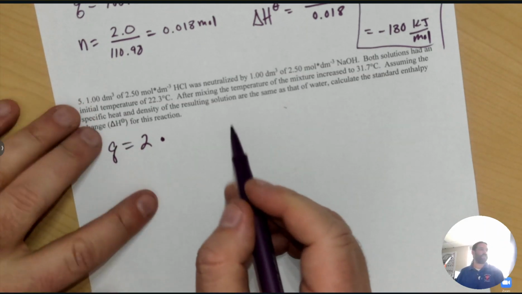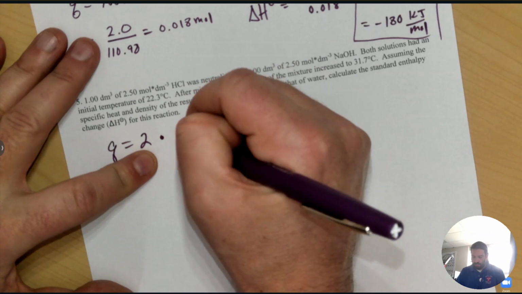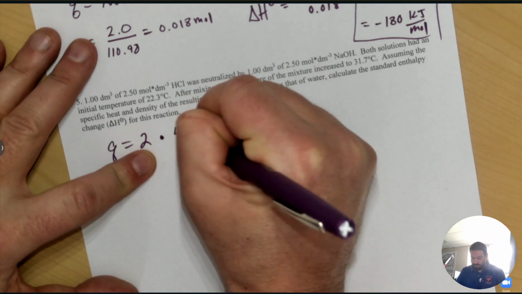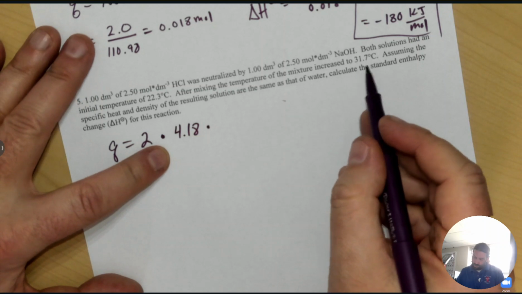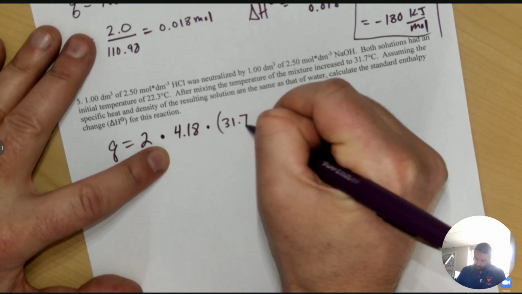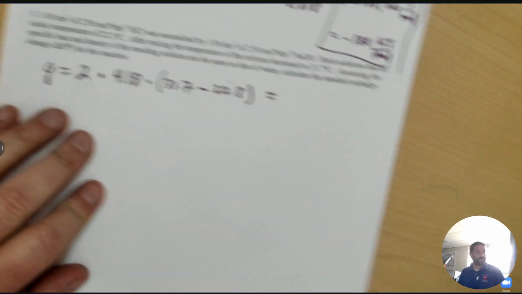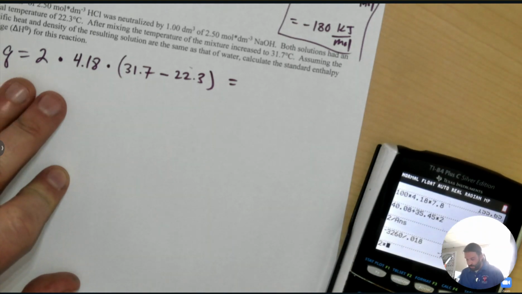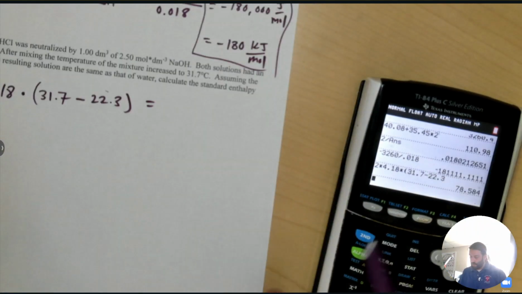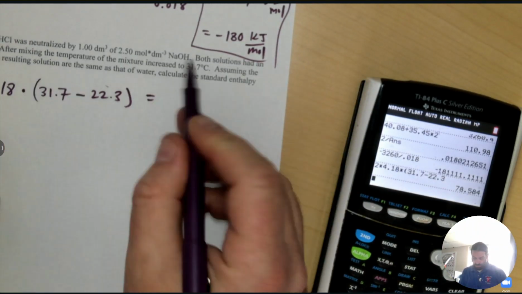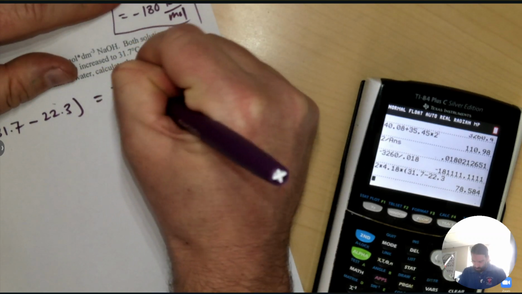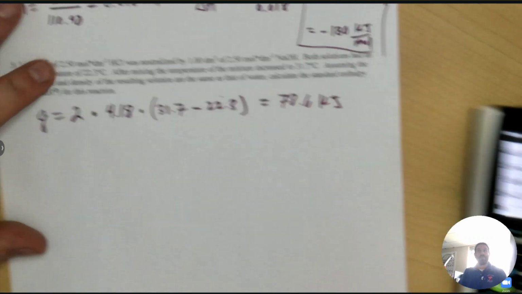Just add the volumes. All right, so 2 kilograms times the specific heat of water, which is 4.18, times the temperature change, which was final 31.7 minus initial 22.3. When we do this, we're going to be calculating Q. So 2 times 4.18 times 31.7 minus 22.3. Presto changeo. I get 78.6. 3 sig figs all around, so 78.6 kilojoules.